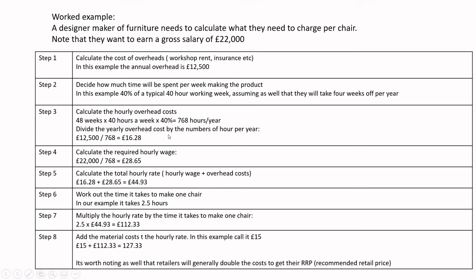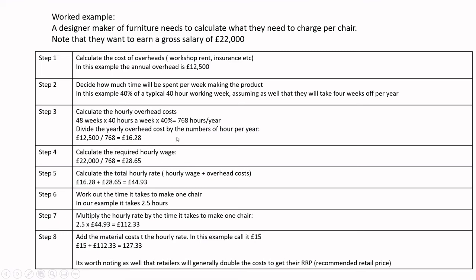So then calculate the hourly overhead costs. So 48 weeks a year, 40 hours a week, times 40%. So in total, we're going to be looking at 768 hours a year total. So divide the yearly overhead cost by the number of hours. So we said that overall, the annual overheads is £12,500, and we're going to work 768 hours. So divide it. So basically, it's £16.28. So that's the hourly rate.